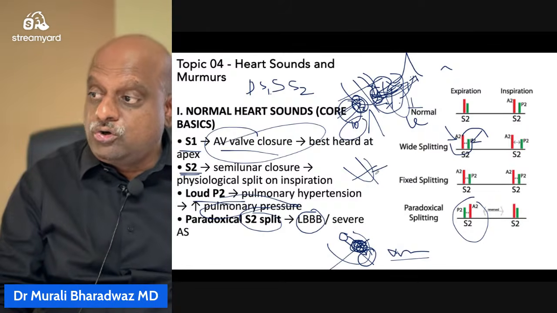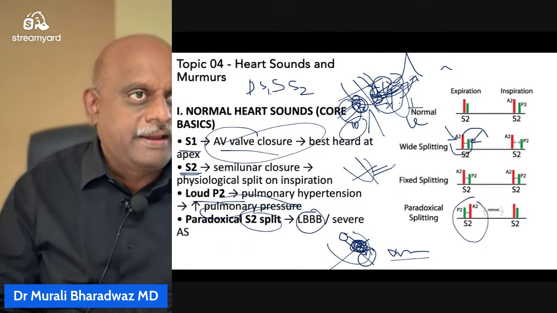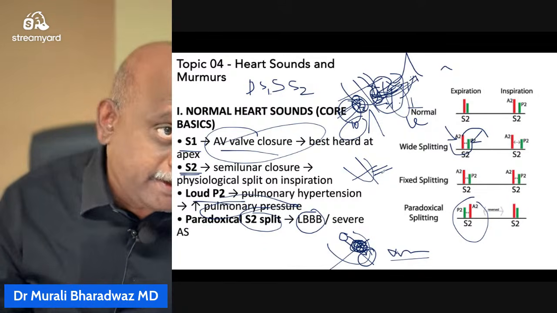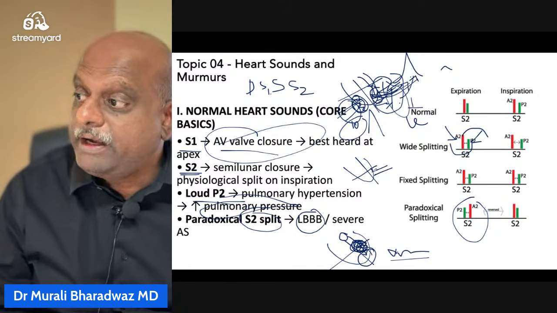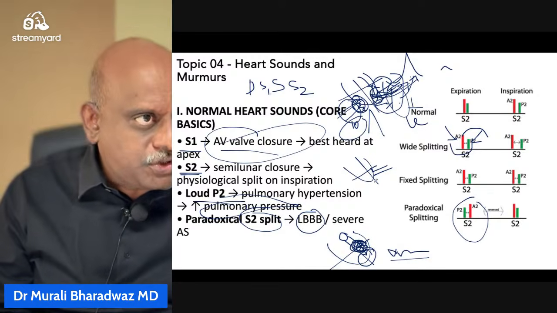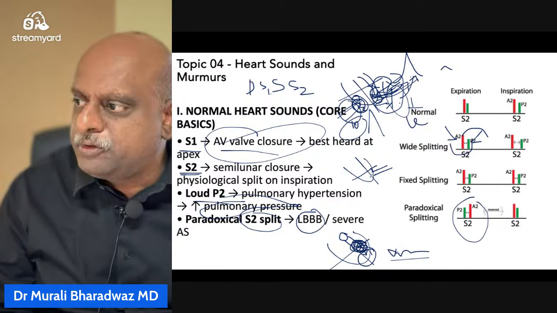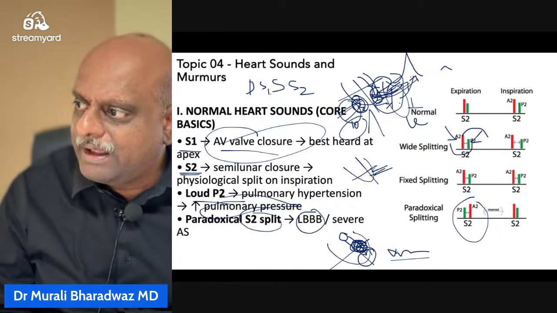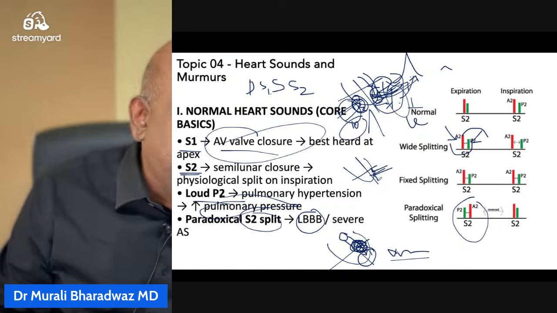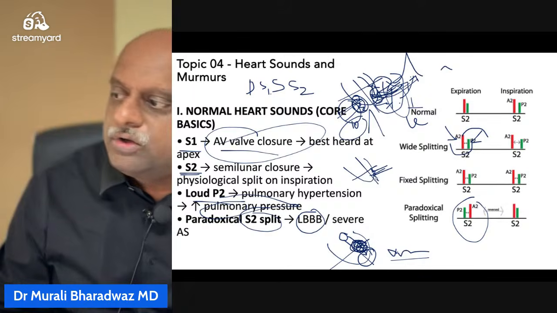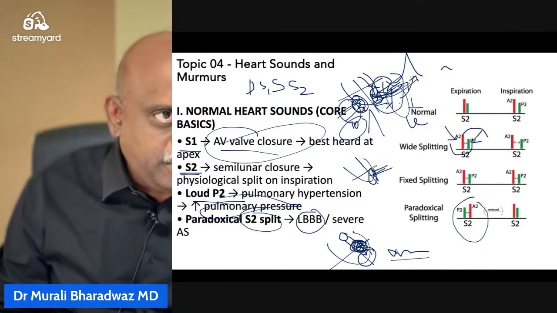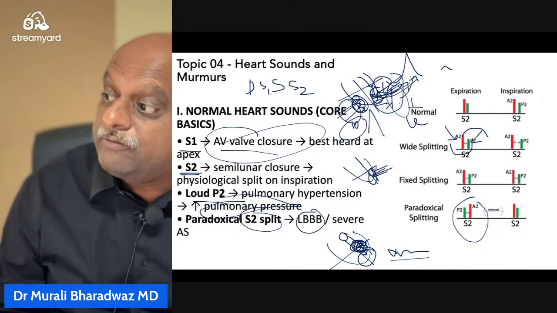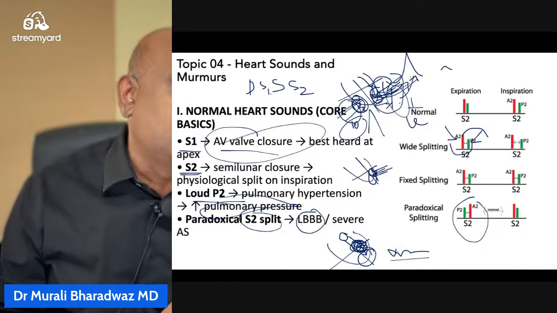for the A2 to be heard, for the aortic valve to close, the ventricle should first depolarize, undergo systolic contraction and push the blood into the aorta. At the end of that, the aortic valve closes. Correct? Aortic valve, when will it close? The left ventricle should depolarize and push the blood from the left ventricle into the aorta. After the end of the systole, it should close.